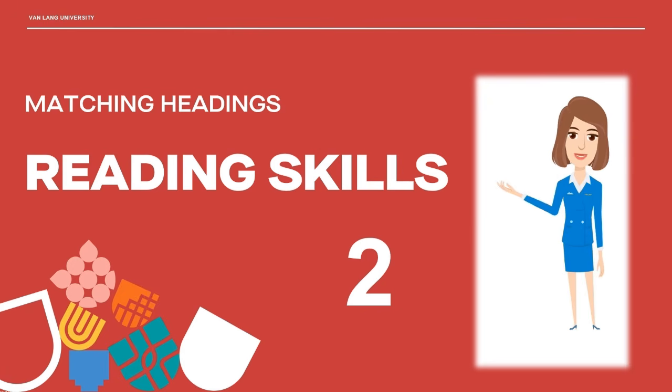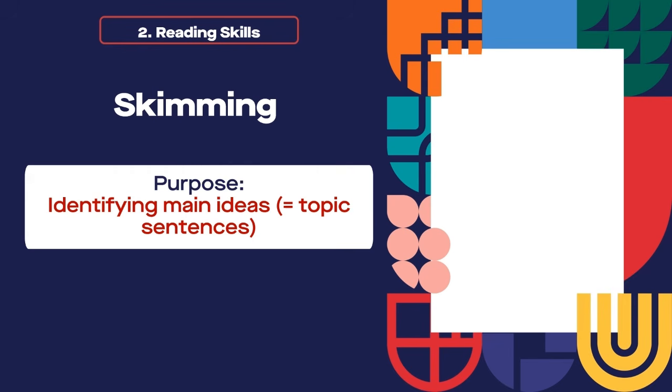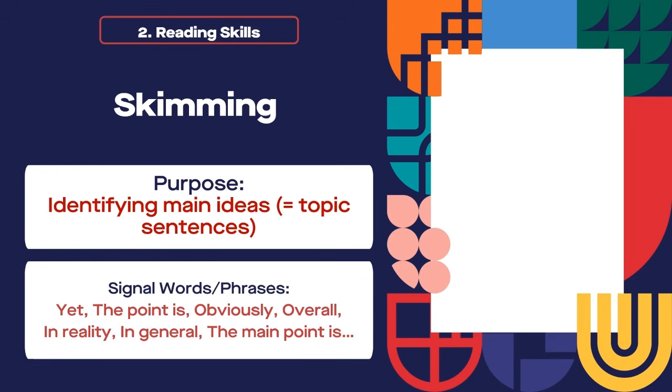Now, let's learn the important reading skills which will support you in IELTS reading, matching heading task type. To complete this task type, you need to practice skimming skills to identify the main idea of each paragraph. The main ideas are also the topic sentences. Topic sentences often start after, but yet, the point is, obviously, overall, in reality, in general, the main point is, the truth is, above all, and so on.